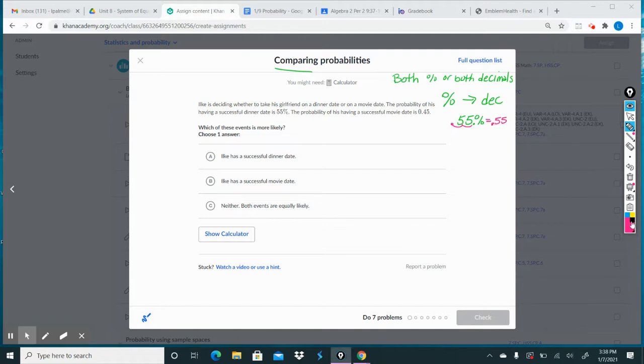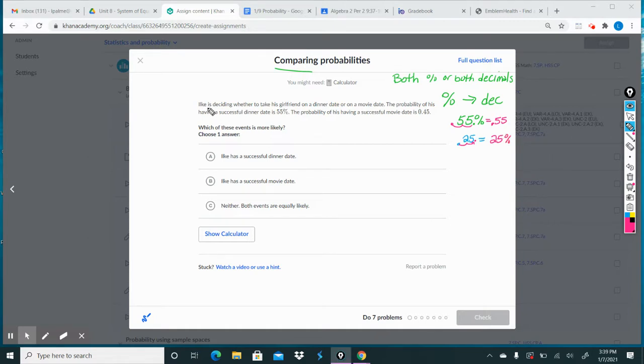And if we were turning a decimal to a percent, so if we had 0.25, we would move the decimal 2 spaces to the right in order to create that percentage of 25%. And in this case, the decimal would drop.